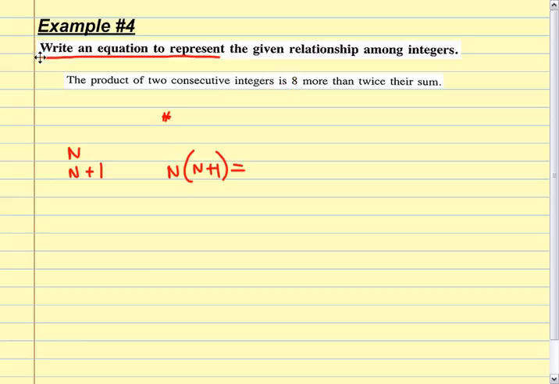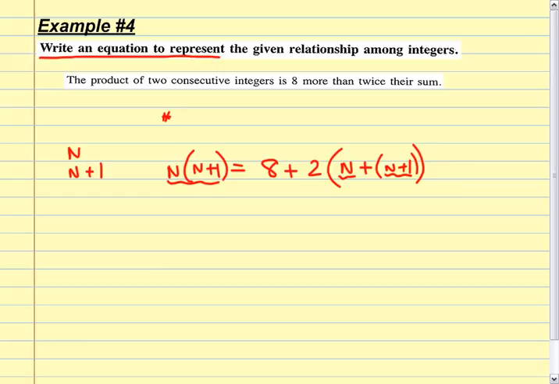Now, it says that the product is 8 more than twice their sum. Okay, so that's 2 times n plus 1. I put it in parentheses so you can see that this is one integer and that's the next one. Okay, now I can simplify that a little bit, but guys, they didn't tell me anything about simplifying. This is fine. This is just fine, but you can simplify it a little bit more.